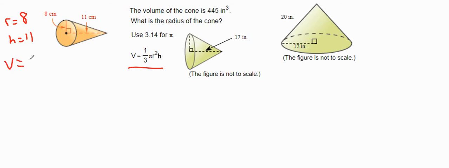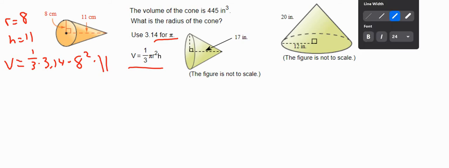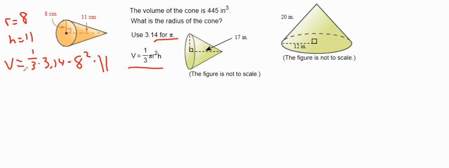So V, or the volume, is going to equal 1/3 times 3.14, because we are still using 3.14 for pi. That's a good enough representation or approximation. Times 8 squared times 11. Note that 1/3 is the same thing as 1 divided by 3. Don't put 3 in your calculator. Do 1 divided by 3 times 3.14 times 8 squared times 11. You can do all that in one step.